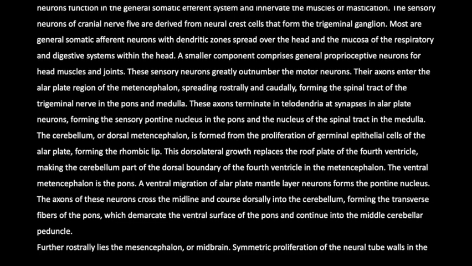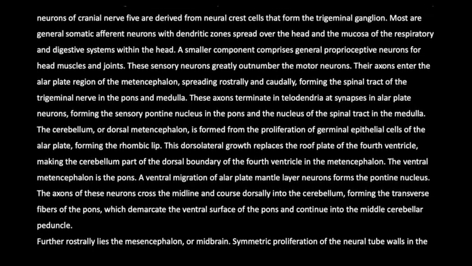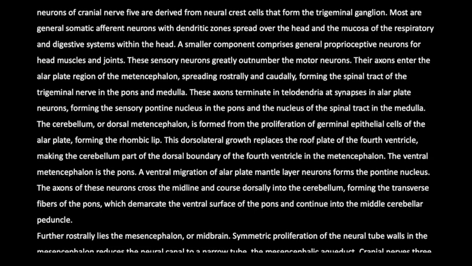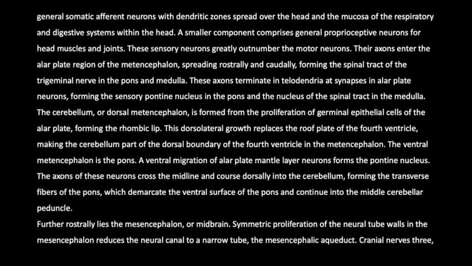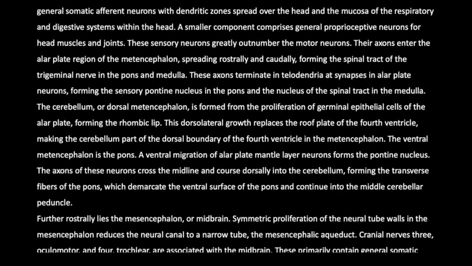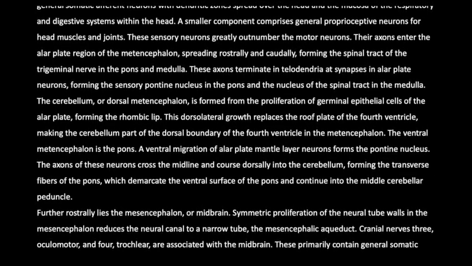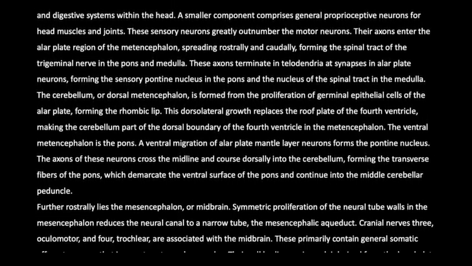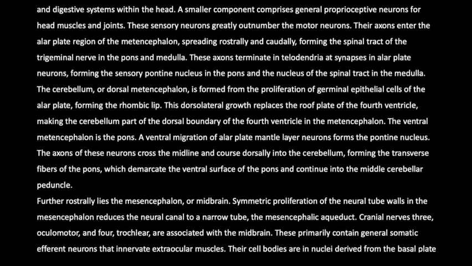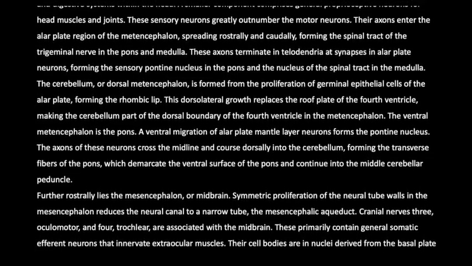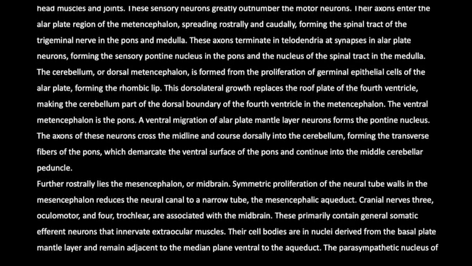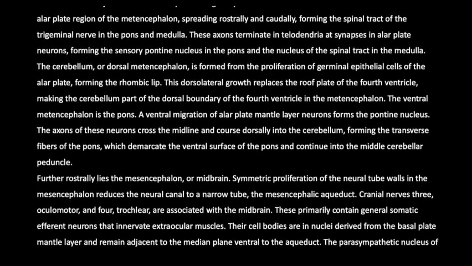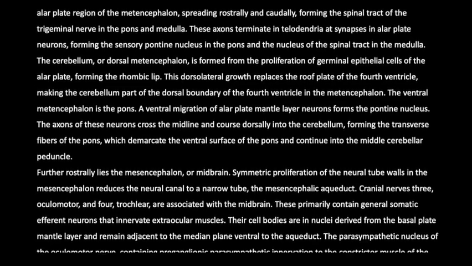Their axons enter the alar plate region of the metencephalon, spreading rostrally and caudally, forming the spinal tract of the trigeminal nerve in the pons and medulla. These axons terminate in telodendria at synapses in alar plate neurons, forming the sensory pontine nucleus in the pons and the nucleus of the spinal tract in the medulla. The cerebellum, or dorsal metencephalon, is formed from the proliferation of germinal epithelial cells of the alar plate, forming the rhombic lip.